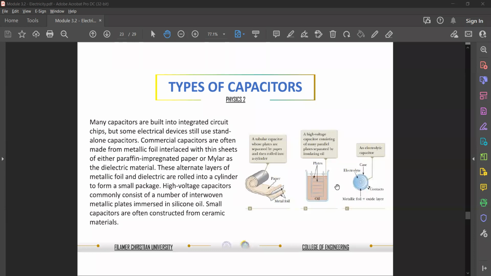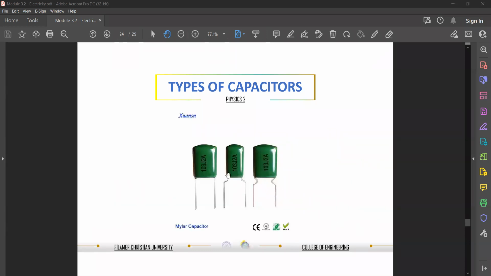Or we can have this metallic foil plus the oxide layer. So this is an electrolytic capacitor, no? Yan. So electrolyte natin sa loob. Then meron siyang metallic case sa labas. Then meron tayong contacts. So ito yung example ng Mylar capacitor. Yan.